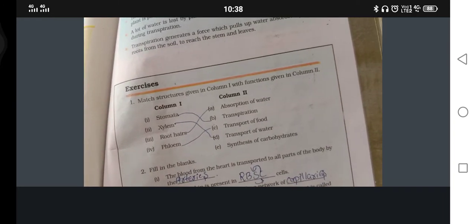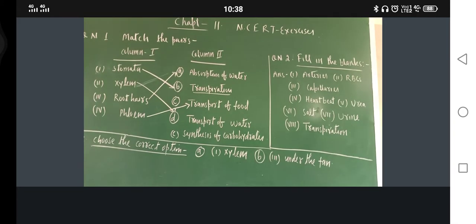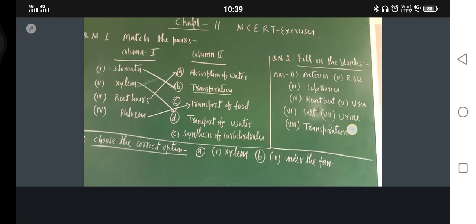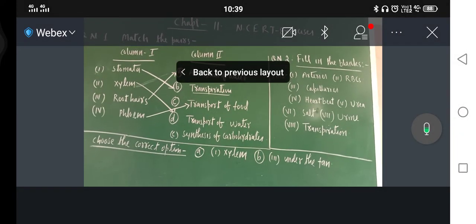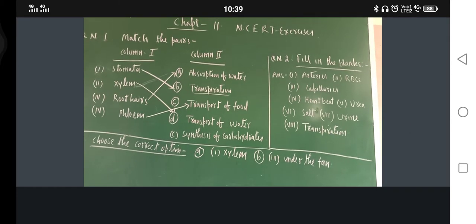The first fill in the blanks is: the blood from the heart is transported to all parts of the body by the dash dash. The blood from the heart is transported to different parts of the body by arteries. So the answer is arteries. You can write it.